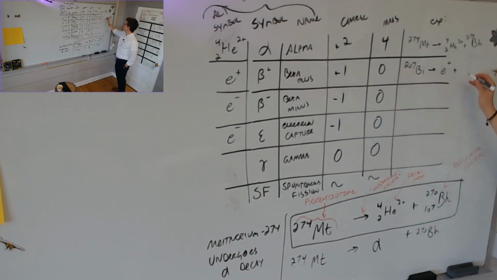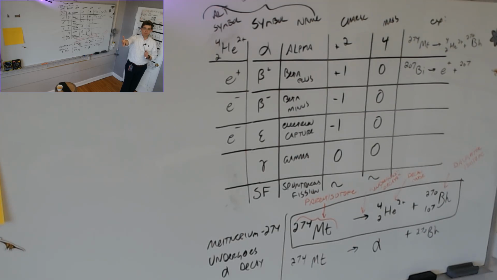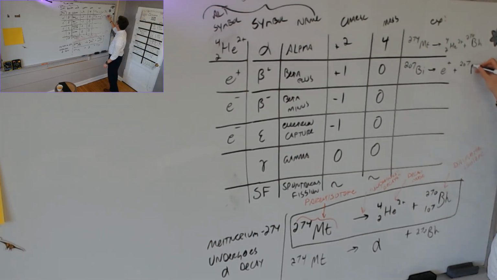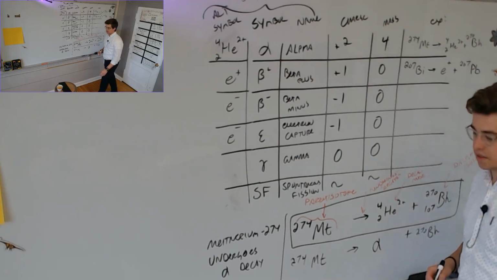So what is my mass number still going to be? 207. So it's still going to be 207, but in this case, it's losing a positive charge, which makes its atomic number do what? Go down 1. So now it's lead 207. Okay. Lead 207. I assume that's right, Lily. Yeah. Lead 207.